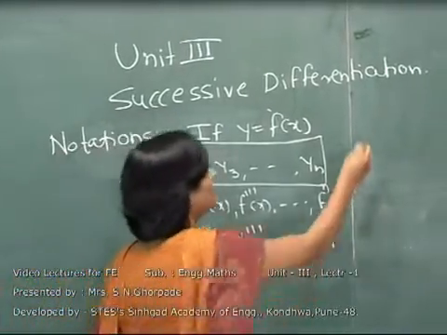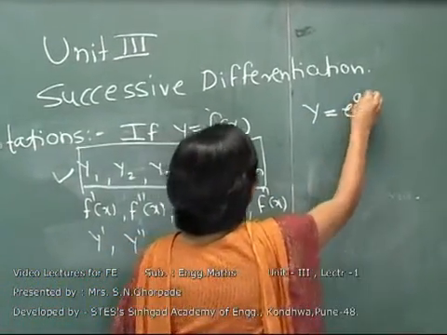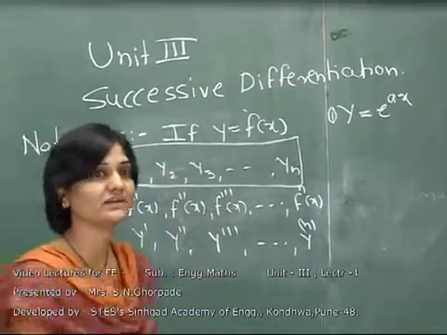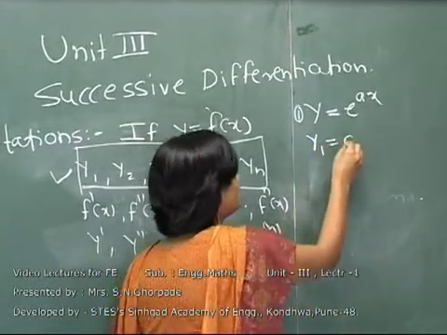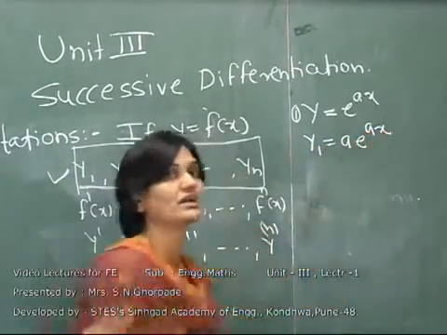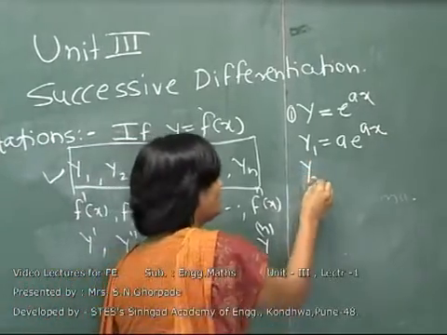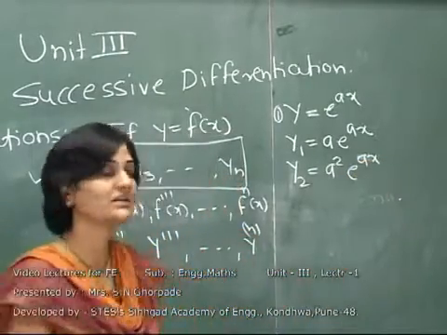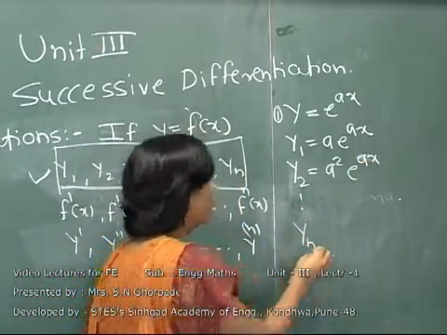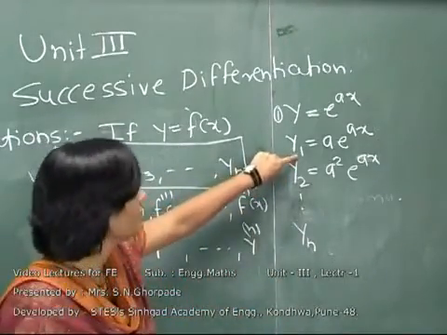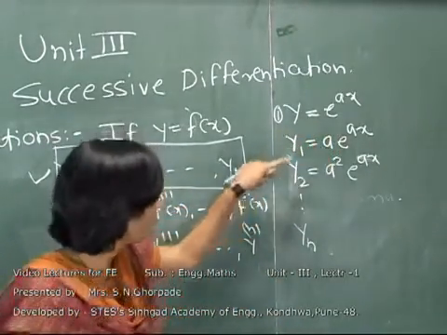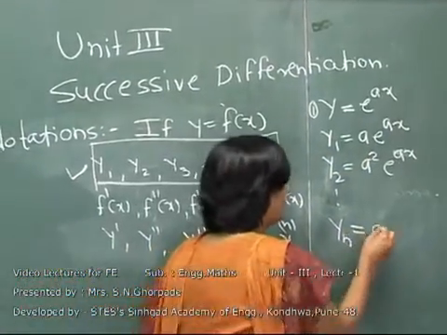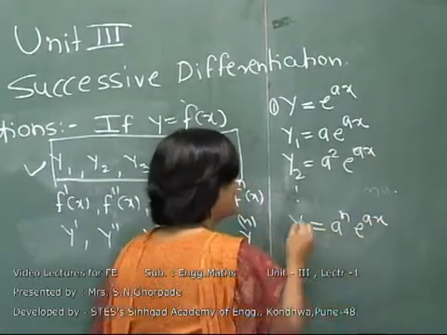For example, if I write first function, say y equal to e raised to ax. Tell me what is derivative of e raised to ax? First derivative is a e raised to ax. Second derivative is a square e raised to ax. Continuing in this way, we can write yn. See, for y1, we are getting a raised to 1. For y2, a raised to 2. Hence, for yn, it is a raised to n e raised to ax.